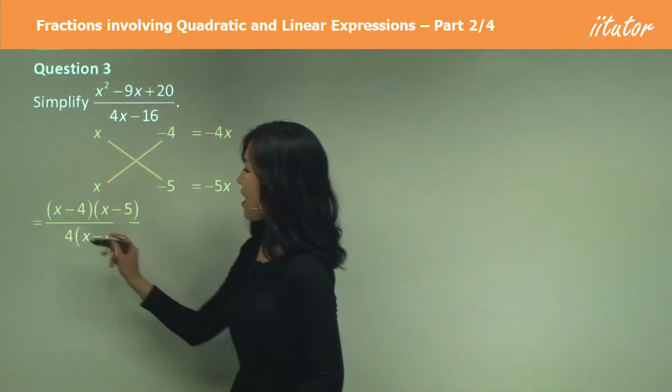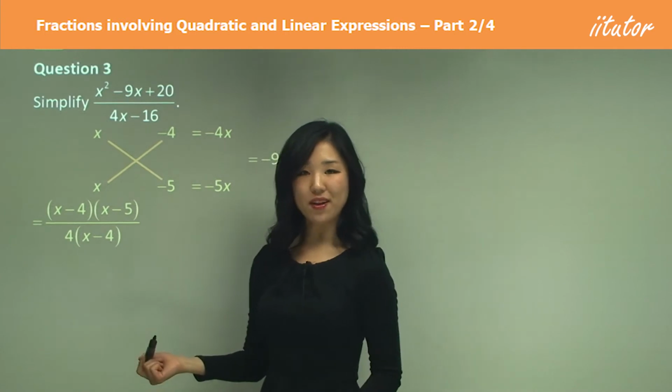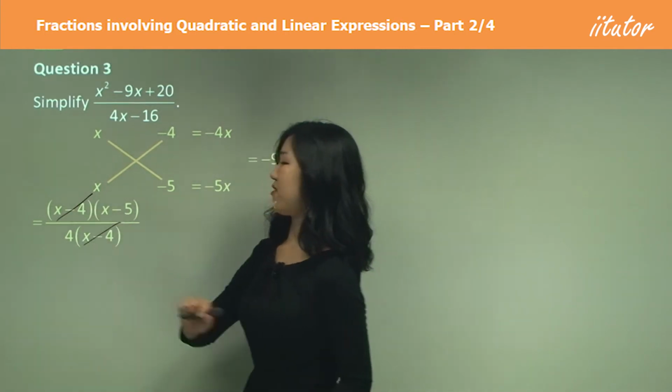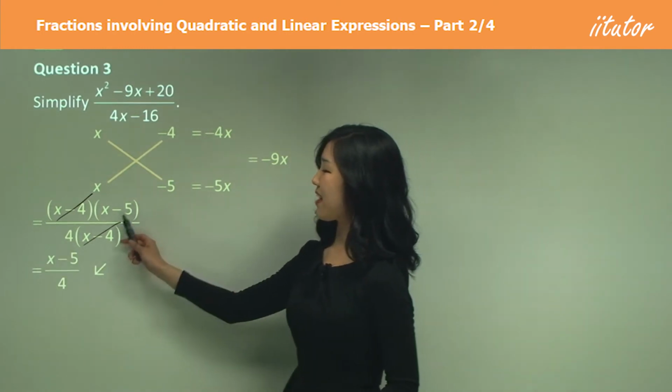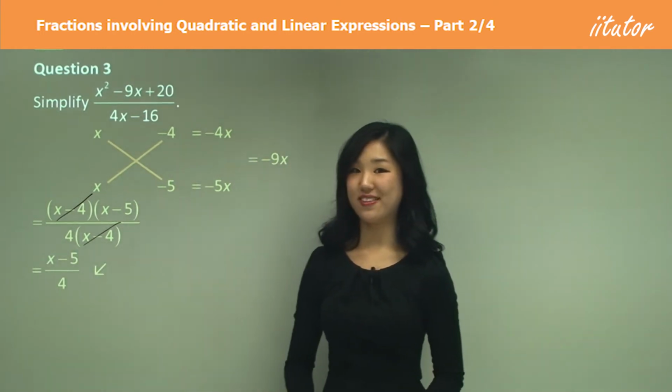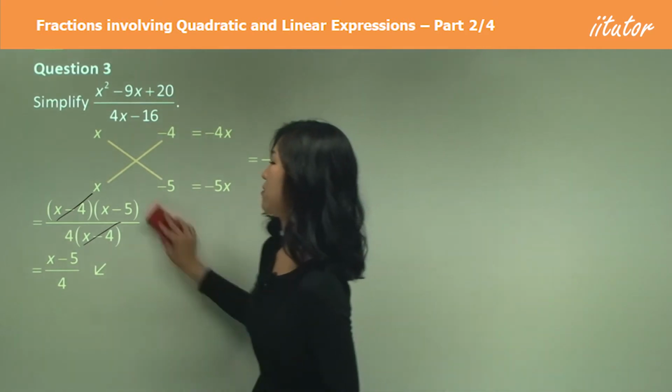Now, you can see that x minus 4 is common. So all you need to do is cross them out. That's my favorite part. And now the answer is simply x minus 5 over 4. That's the answer. Okay, so you just need to leave whatever's remaining.